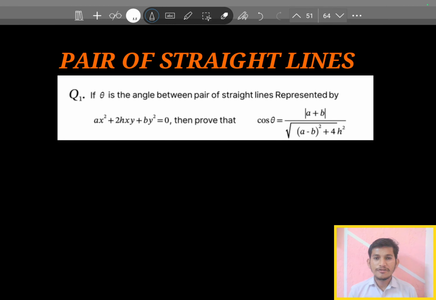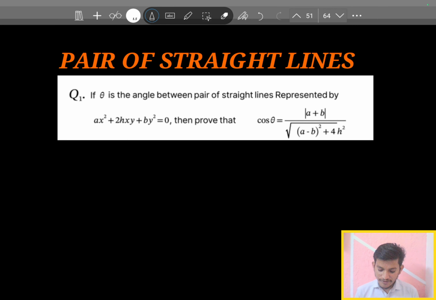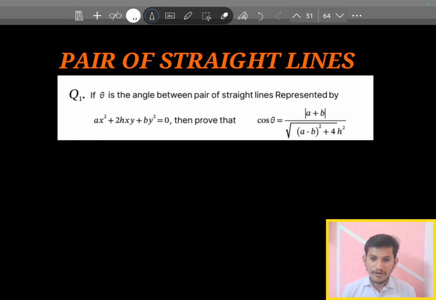Today, in this video session, I'm going to talk about the important questions from pair of straight lines. Here, we have question number 1. If theta is the angle between pair of straight lines represented by ax square plus 2hxy plus by square equals to 0, then prove that cos theta will be equal to modulus of a plus b divided by root over a minus b square plus 4h square.